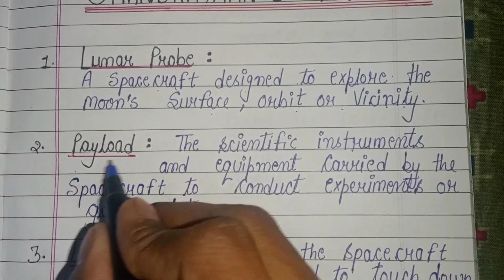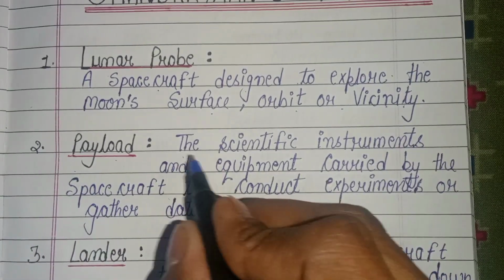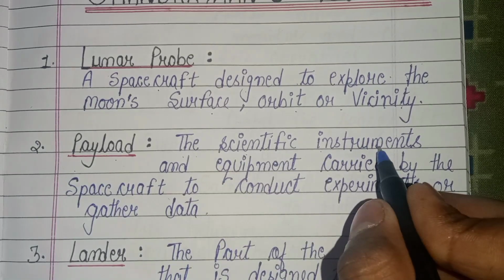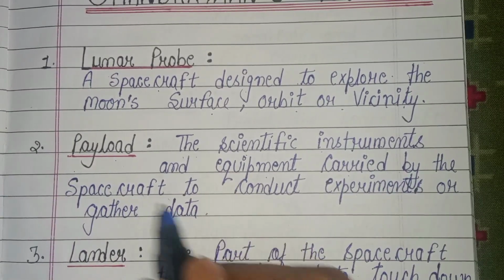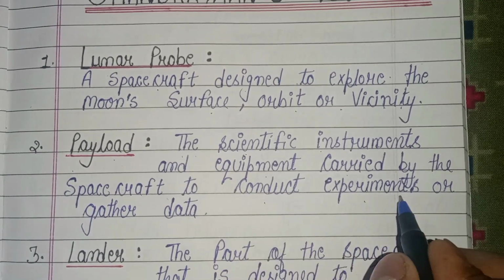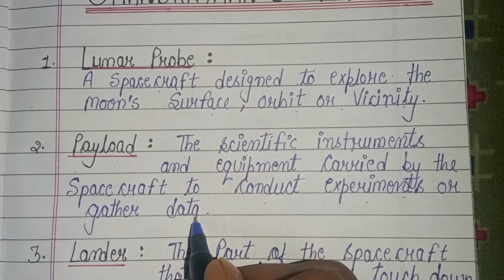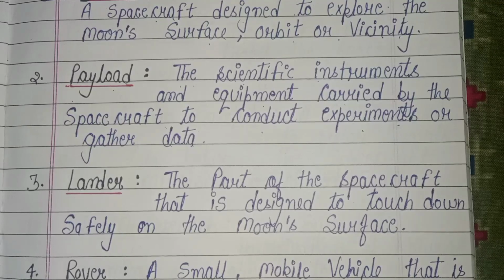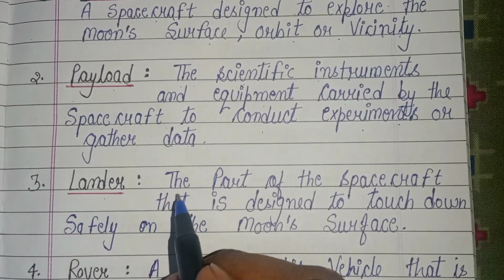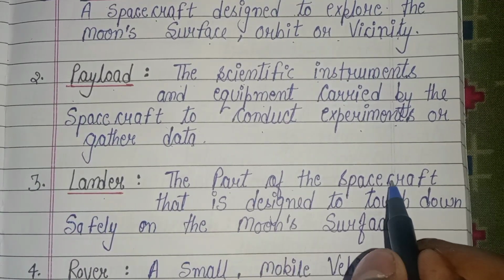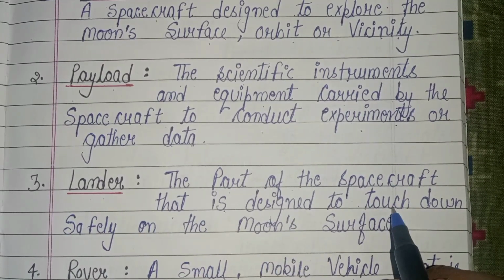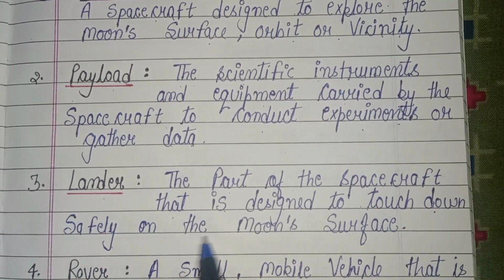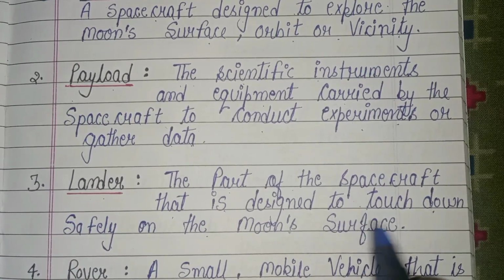Next one is payload. Payload means the scientific instruments and equipment carried by the spacecraft to conduct experiments or gather data. Lander. The part of the spacecraft that is designed to touch down safely on the moon's surface.